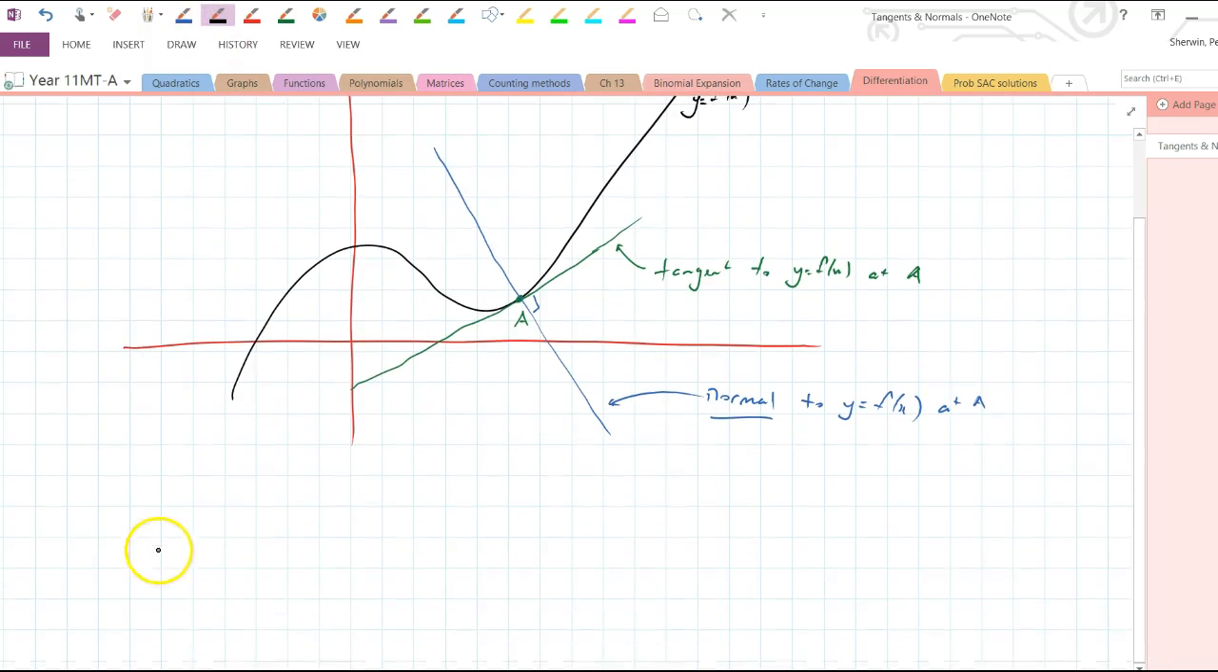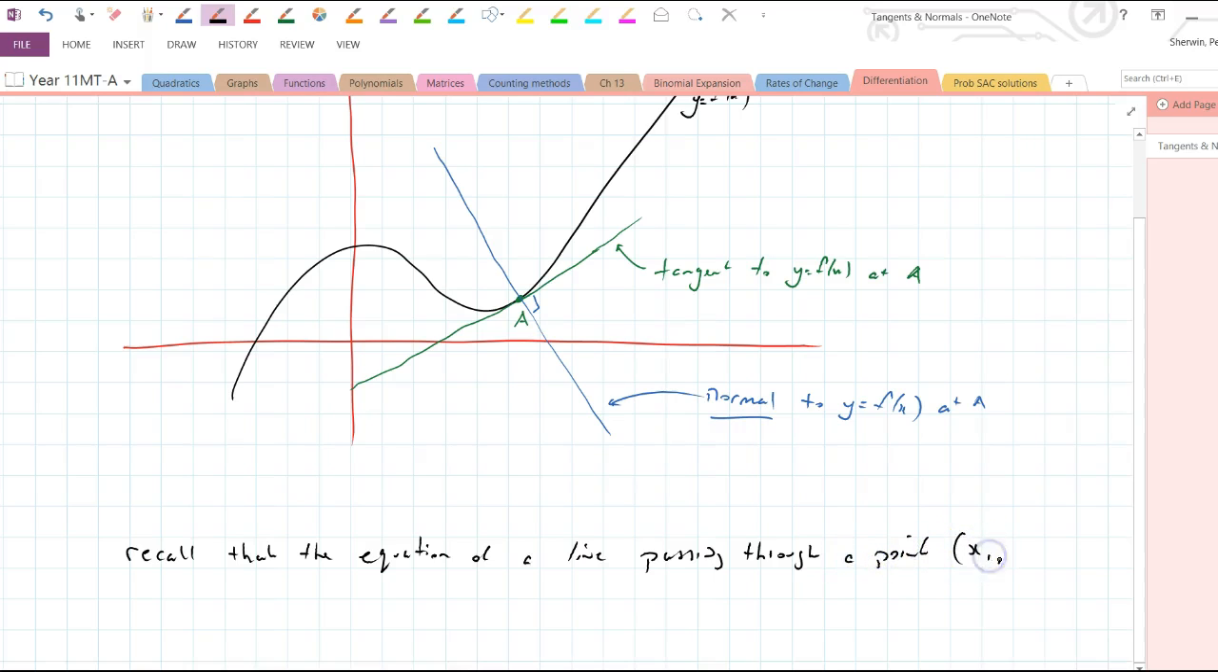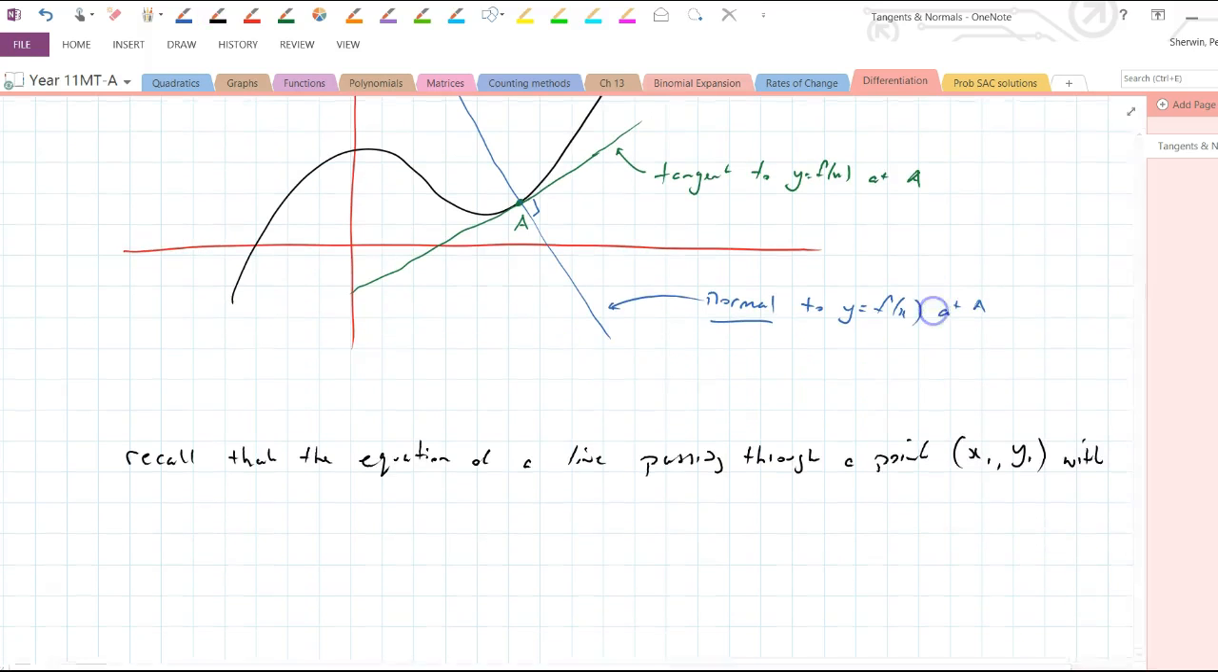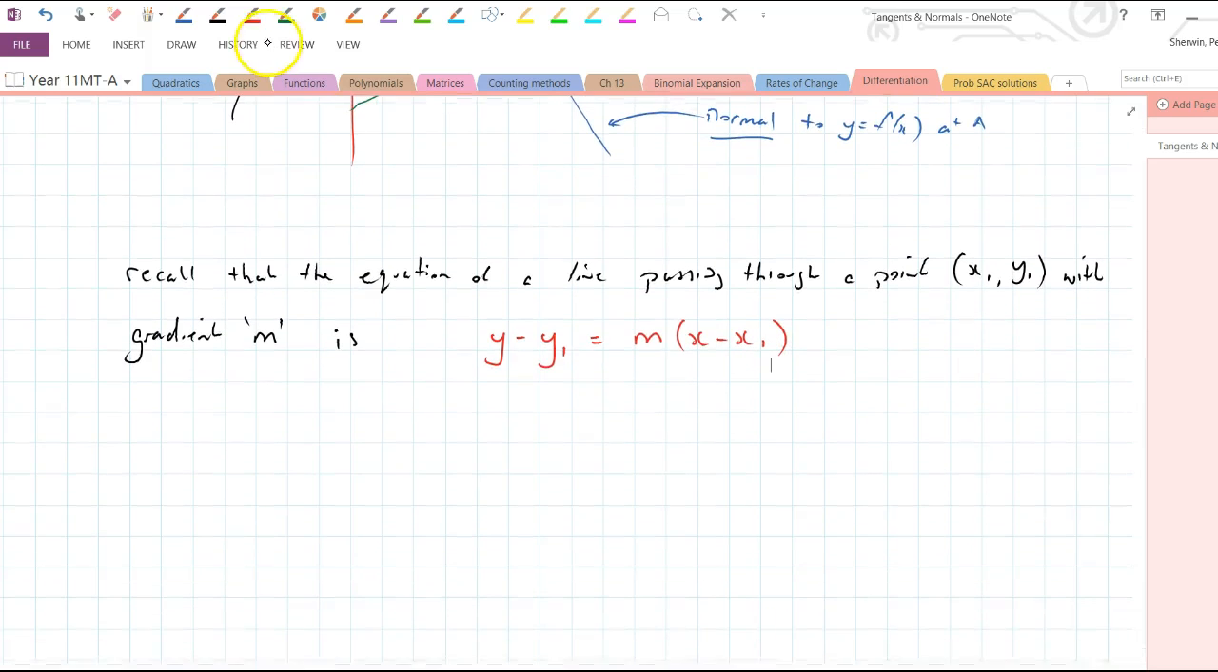Okay, so what we need to do is recall that the equation of a line passing through a point (x1, y1) with gradient m is y minus y1 equals m bracket x minus x1. Okay, that's going to be useful to us now. Let's have a look at an example.